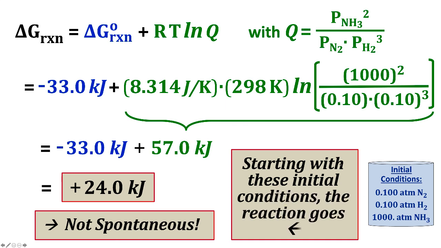And if the reaction is not spontaneous with these starting conditions, then it means that the reaction will go the other direction. It will go to the left to make quote-unquote reactants. And so starting with these given conditions, the reaction will form reactants, use up NH3, make N2 and H2 until it reaches equilibrium.